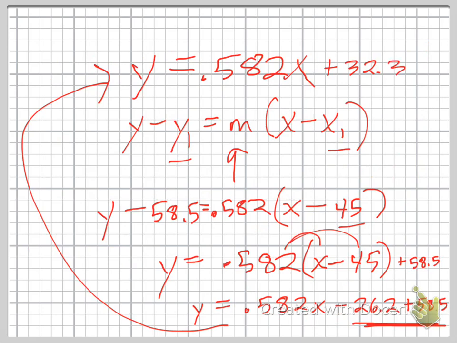Again, when you see these, they're both equivalent equations. This is a good equation, and this is a good equation. Just depends on what your needs are later on. That's it. Hope that helps.